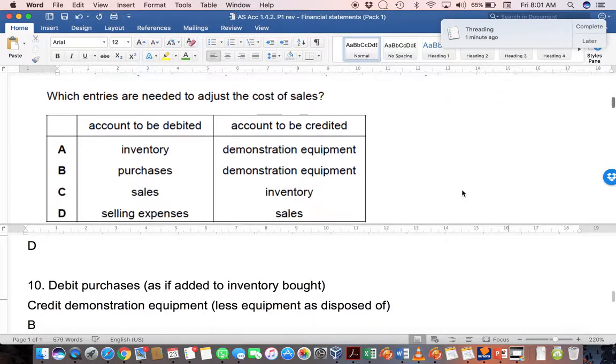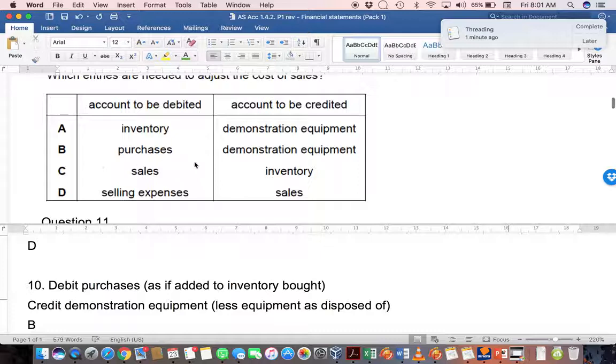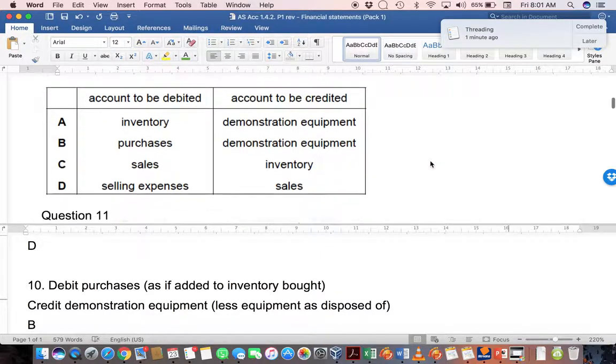So if you have a look at the options that are given to you, you will see that B gives you the answer that you want, and that will be your choice.